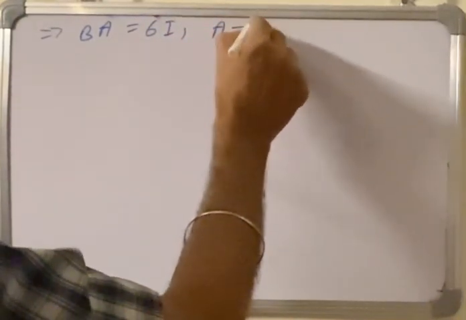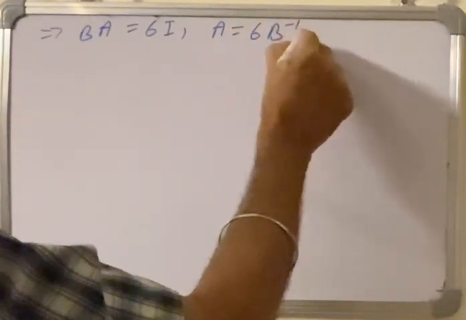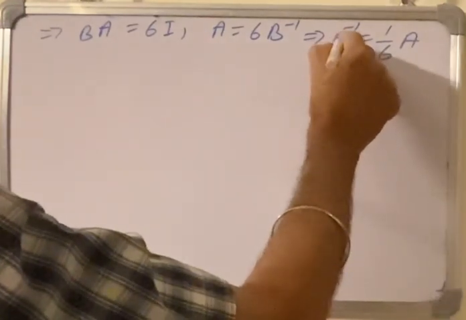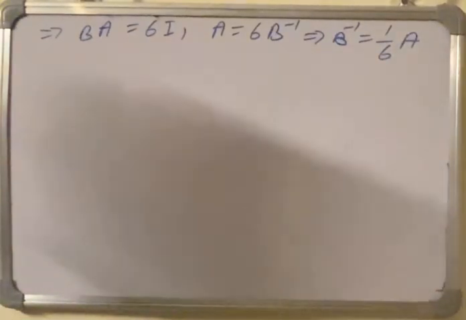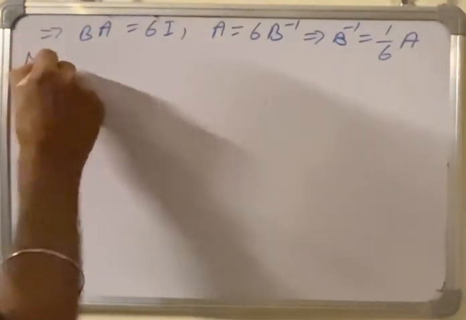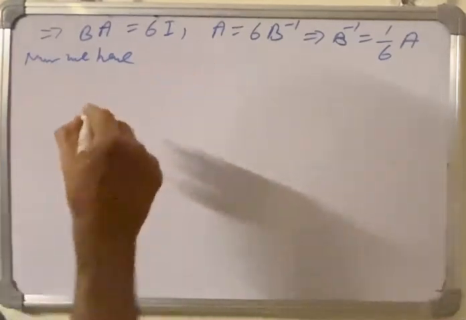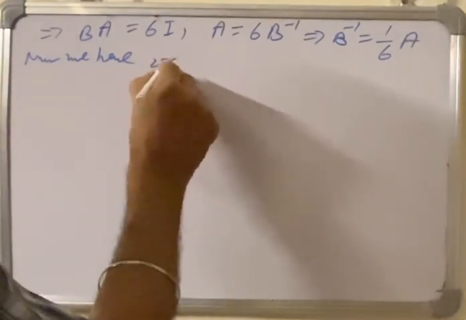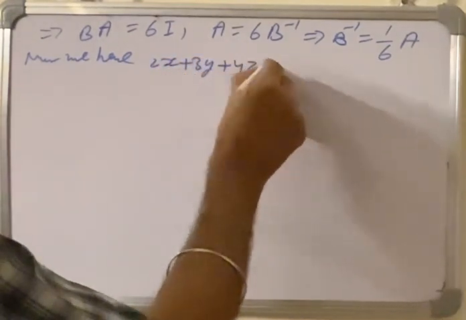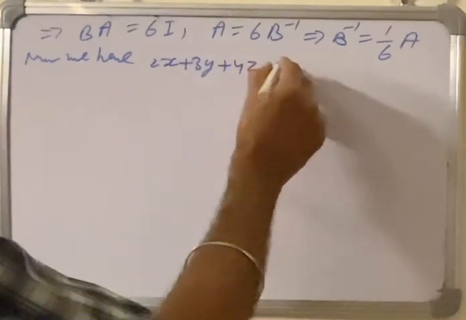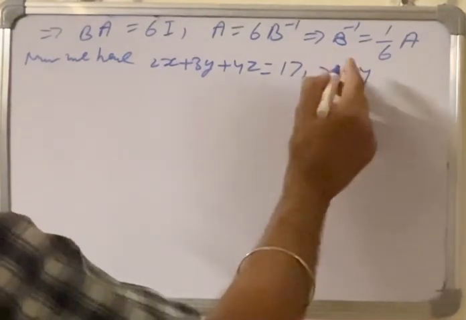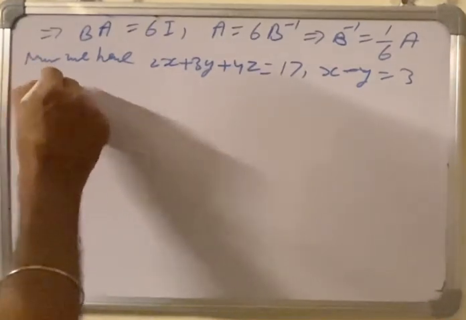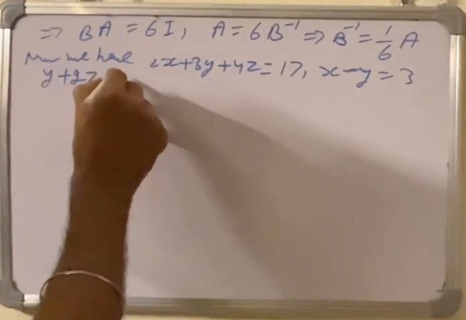So A is equal to 6 B inverse. B inverse is equal to 1 over 6 A. Now we have 2x plus 3y plus 4z is equal to 17, x minus y is equal to 3, and y plus 2z is equal to 7.